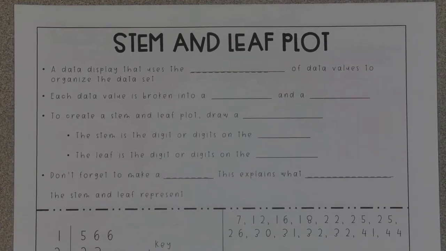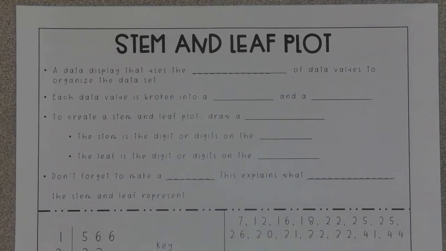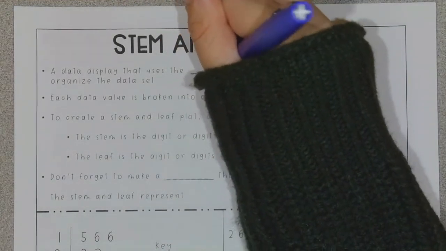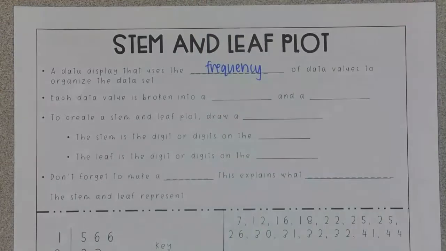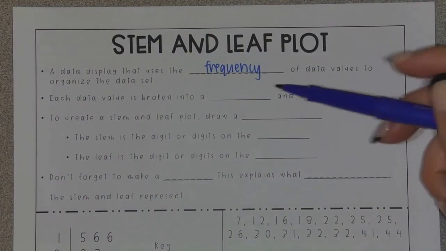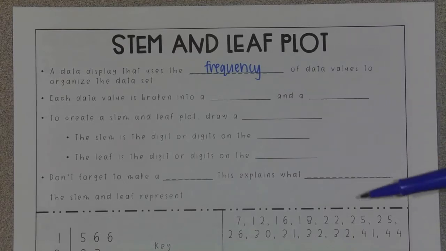Okay, let's continue our tour of graphs and plots. Our next type of graph is called a stem and leaf plot. Just like our bar graphs, histograms, dot plots, and scatter plots, a stem and leaf plot is a data display that also uses the frequency of data values to organize the data set. Again, frequency is how often something occurs.